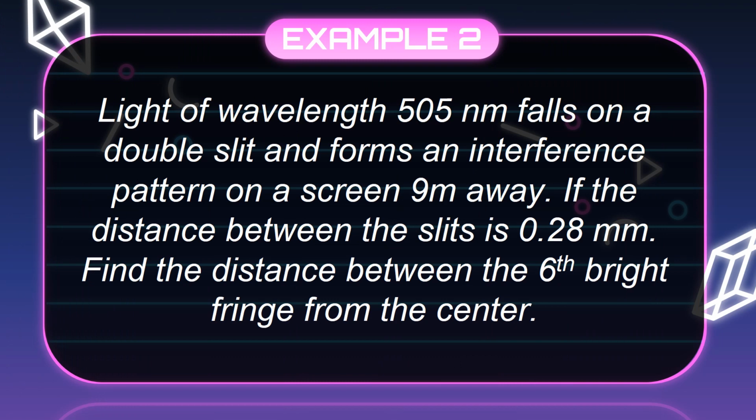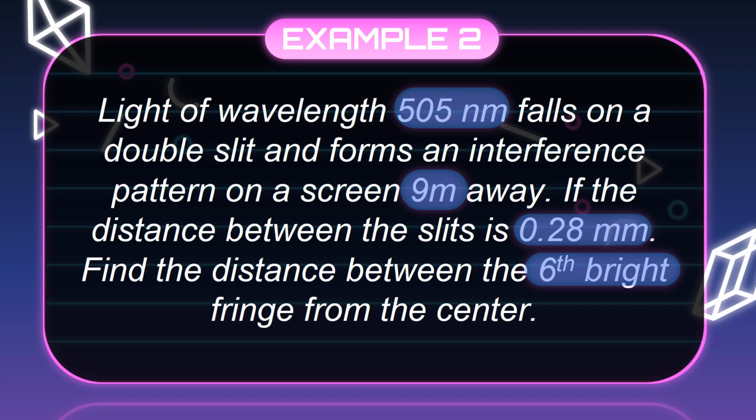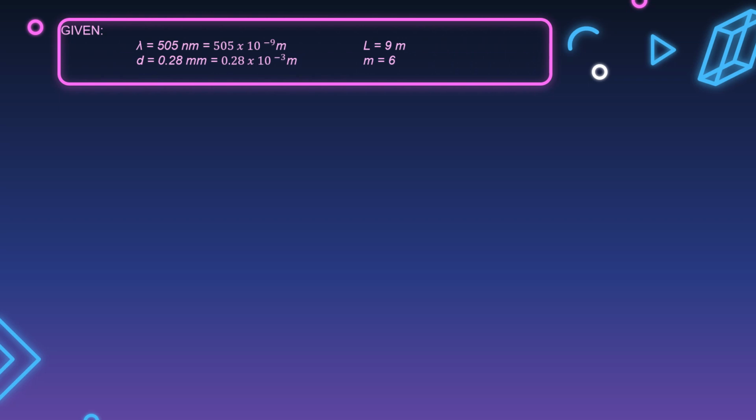Light of wavelength 505 nanometers falls on a double slit and forms an interference pattern on a screen 9 meters away. If the distance between the slits is 0.28 millimeter, find the distance of the sixth bright fringe from the center. Okay, so first let's identify the givens. What are the givens? Our wavelength is 505 nanometers. If we convert that into meters, that is 505 times 10 raised to negative 9 meters.